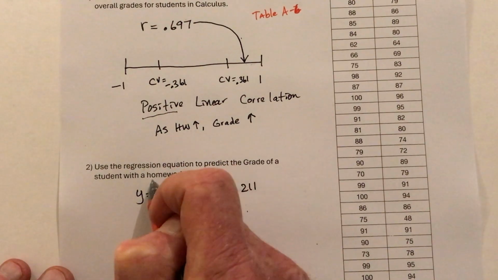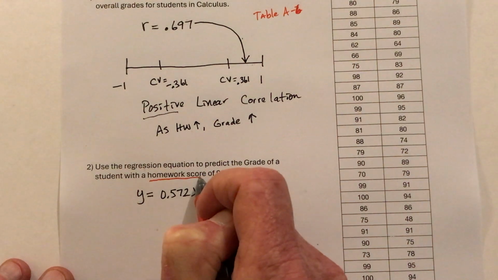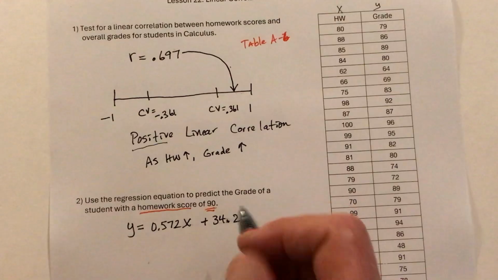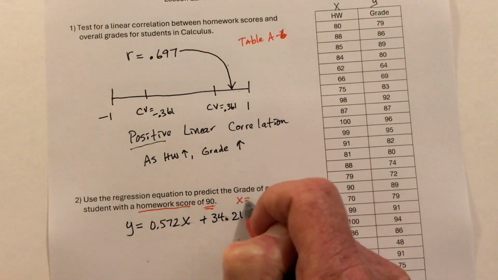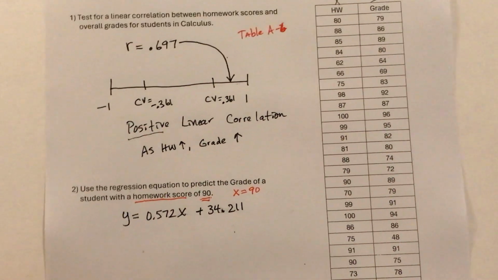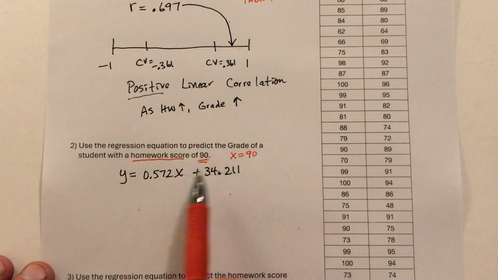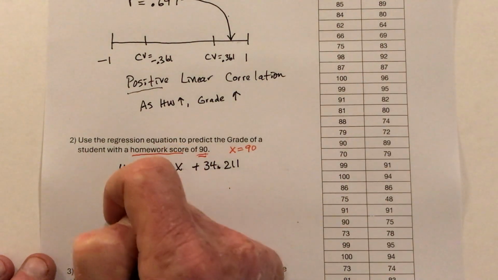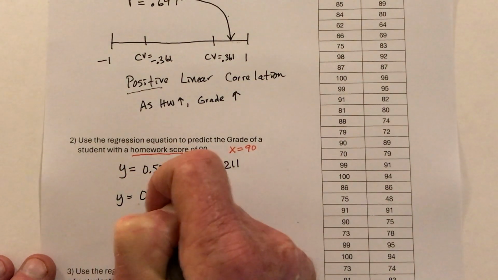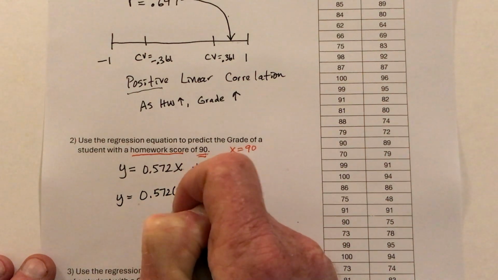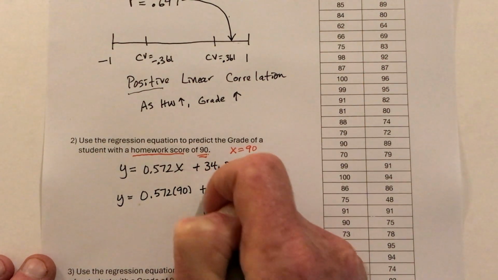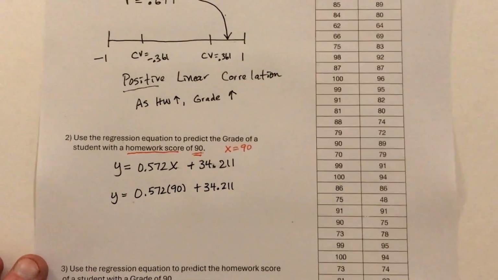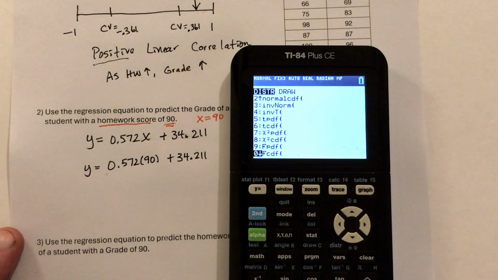So on this one, I was saying, what if their homework score is a 90? Well, homework is the X's, so in this one, I'm saying, let X be 90. And we just need to substitute that 90 in here and find out what that equals. So we're going to have that Y equals the 0.572, and then replace X with a 90, plus 34.211. And then let's see how much that is.